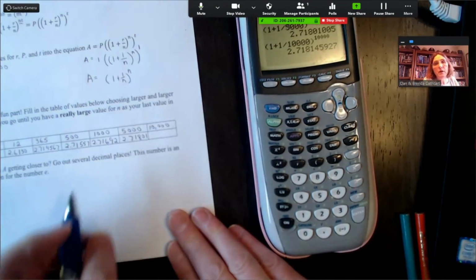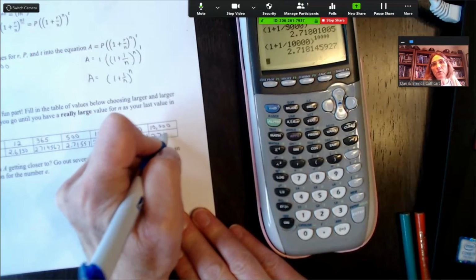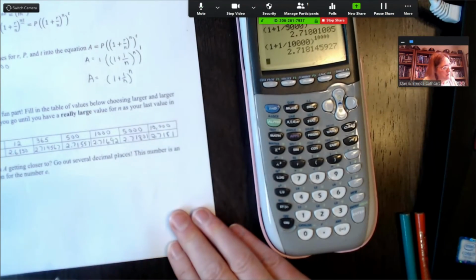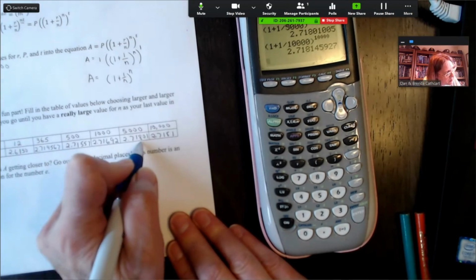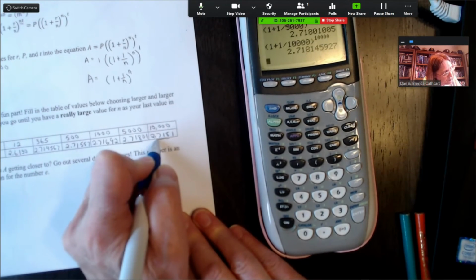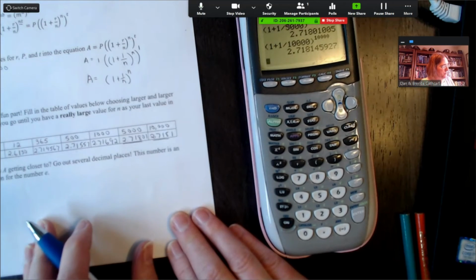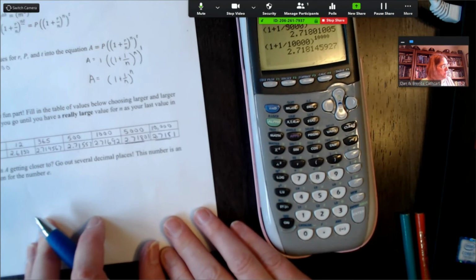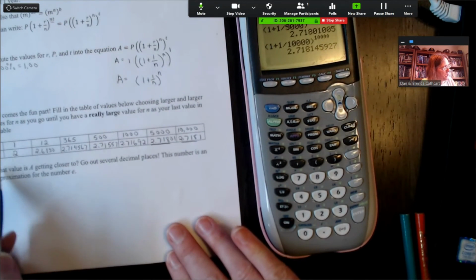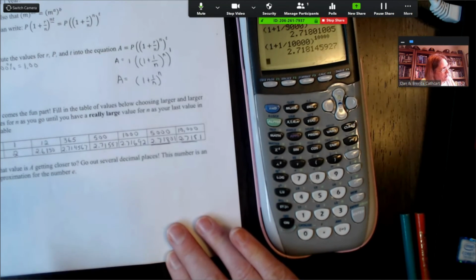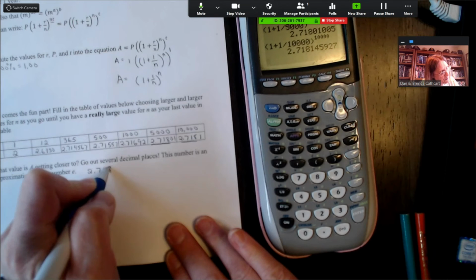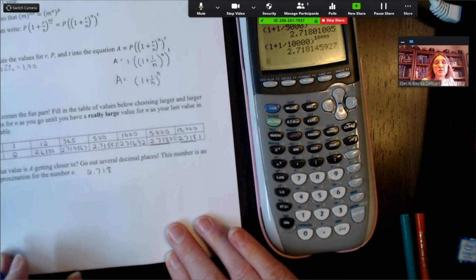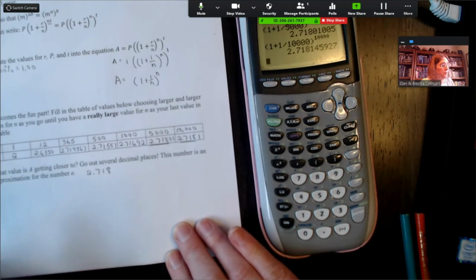In this case, we get 2.7181. These two values are the same through the thousandths place, 2.718. So going out to the thousandths place, we see that our value of A is getting closer and closer to something near 2.718. That's an approximation for our value for e.